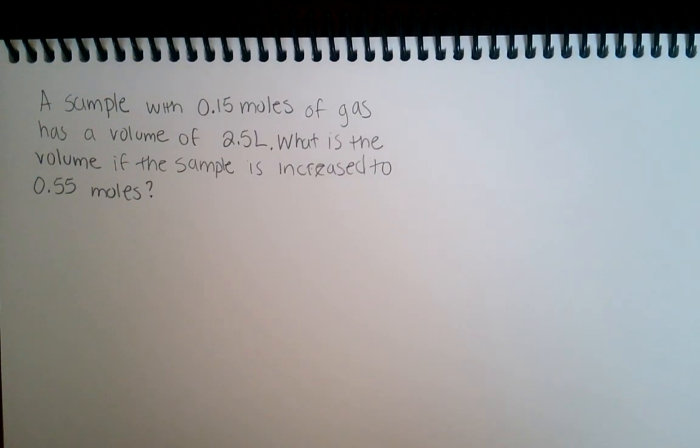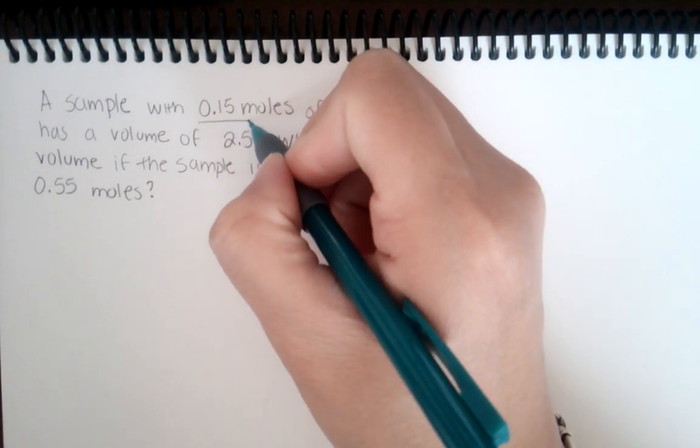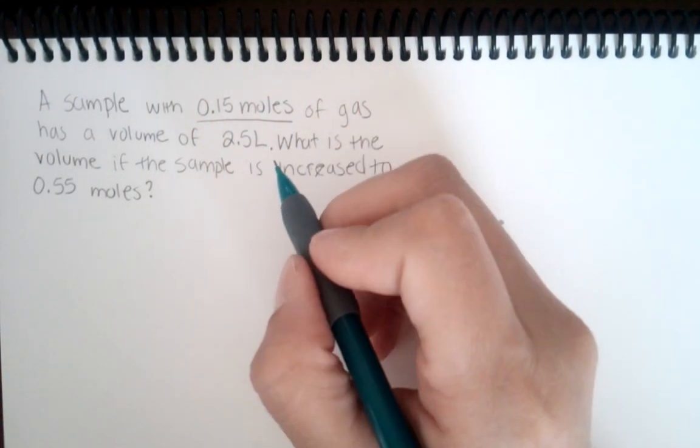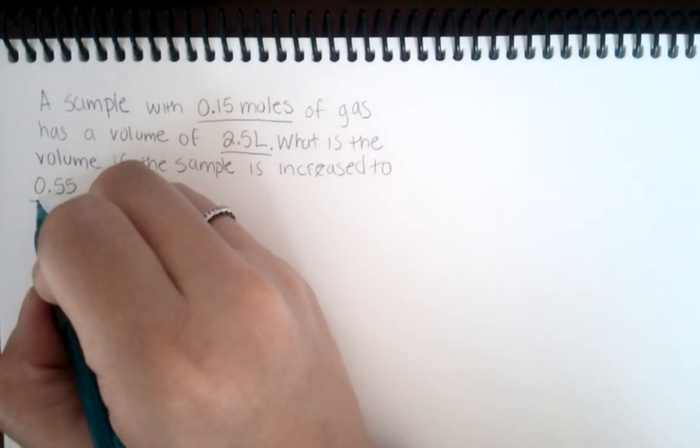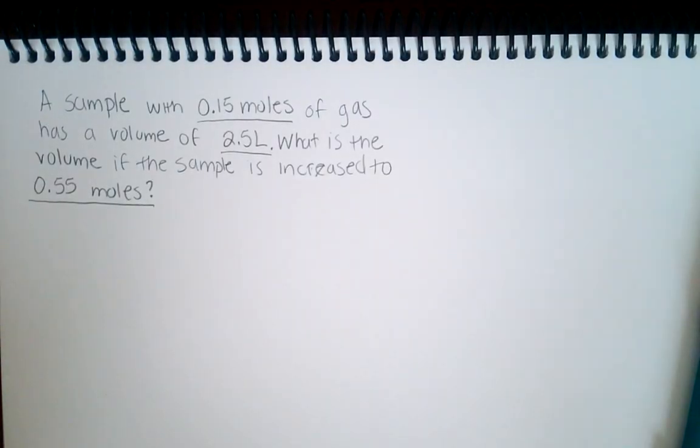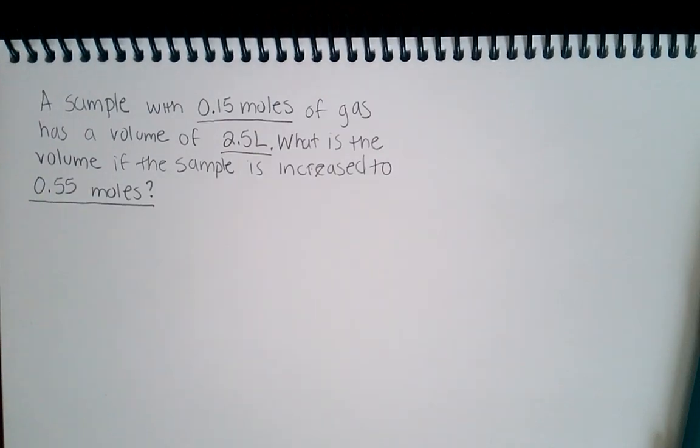All right, so here we have an example of Avogadro's law. It says a sample with 0.15 moles of gas has a volume of 2.5 liters. What is the volume if the sample is increased to 0.55 moles? A key thing that I always like to tell students is underline what numbers you have along with the units so you know what you're working with. So first we have 0.15 moles, then we have 2.5 liters, and then we have 0.55 moles again. So those are the three numbers I'm working with.